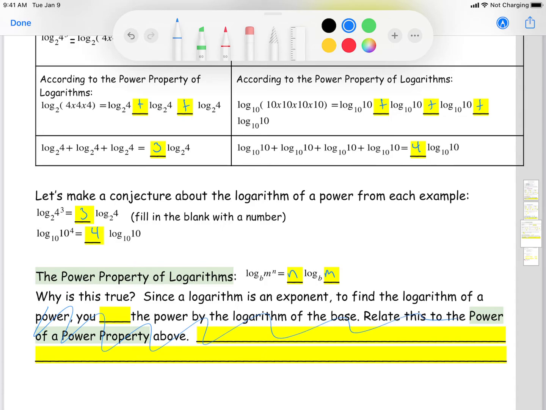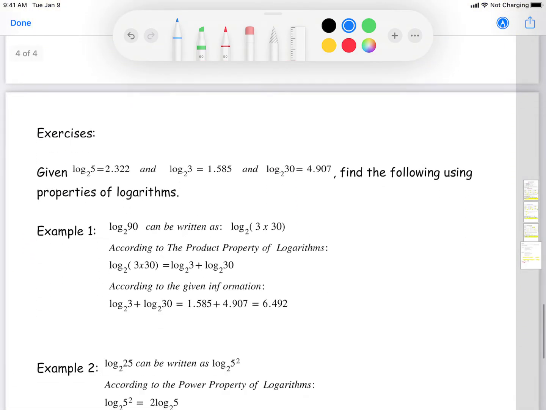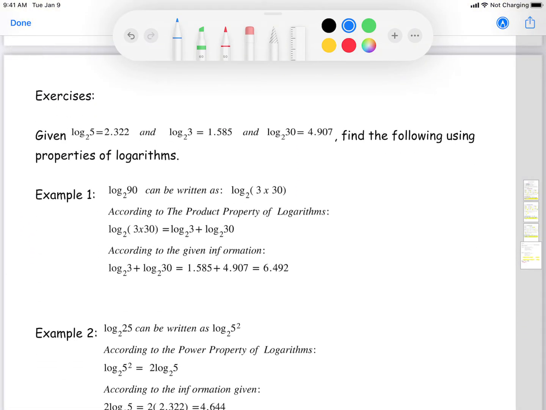So let's look at some examples of how we might use this, okay? If I know that log base 2 of 5 is 2.322, and I know that log base 2 of 3 is 1.585, and I know log base 2 of 30 is 4.907, then we can use those to find various other logs. Because you're probably going, well, how do we know that a lot of these are true? So let's look at the first example.